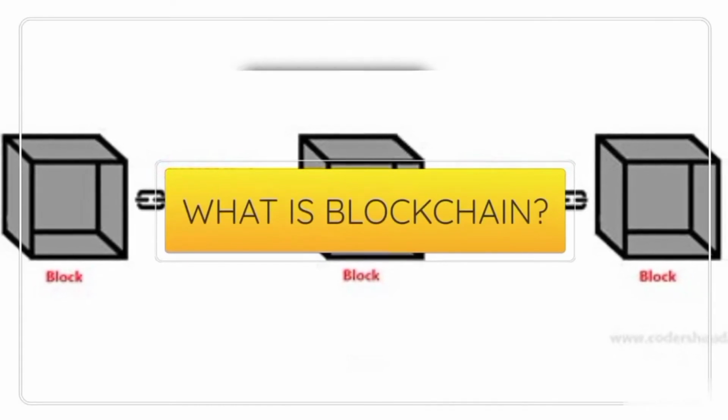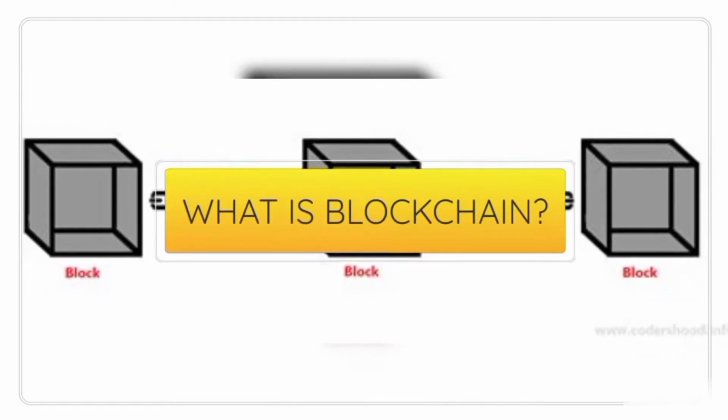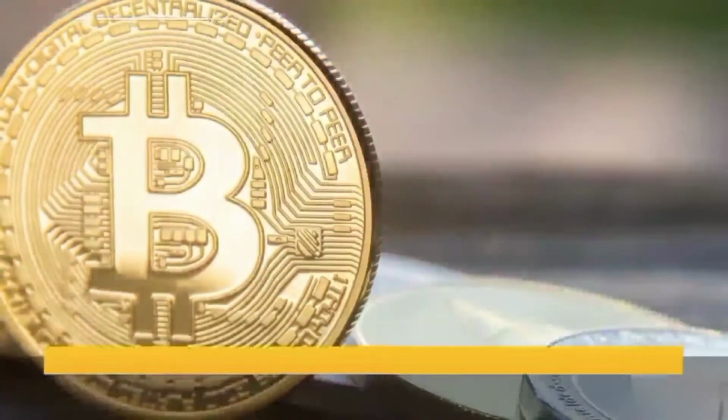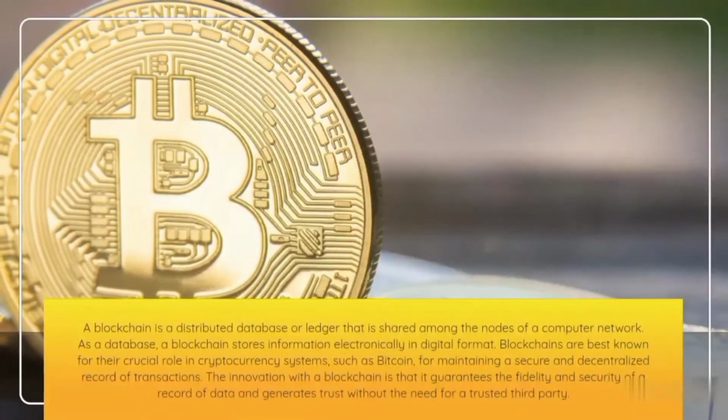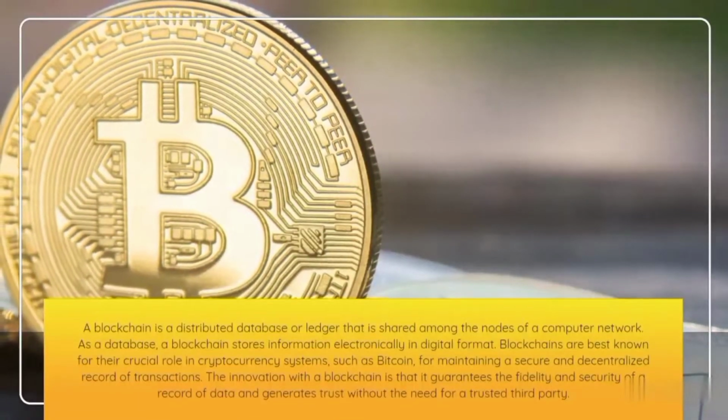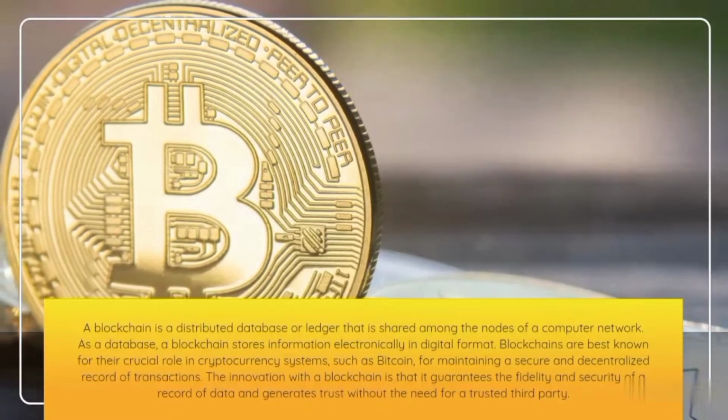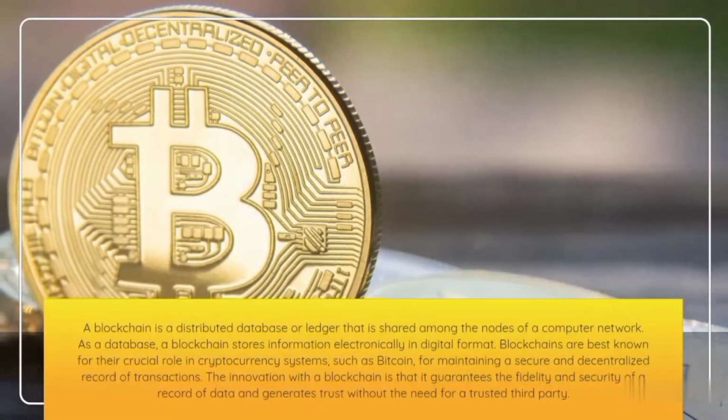What is blockchain? A blockchain is a distributed database or ledger that is shared among the nodes of a computer network. As a database, a blockchain stores information electronically in digital format.